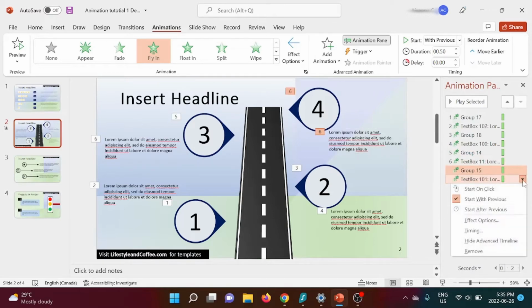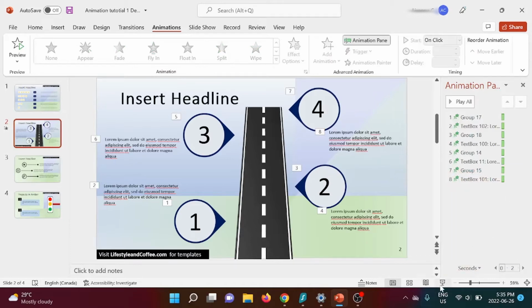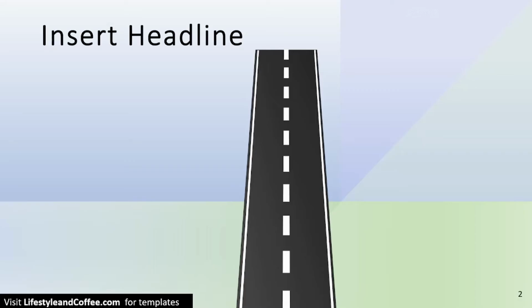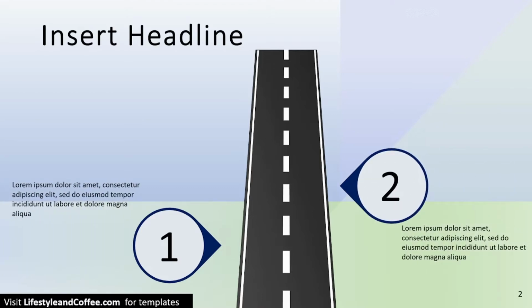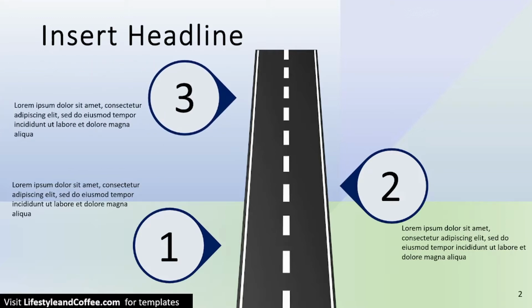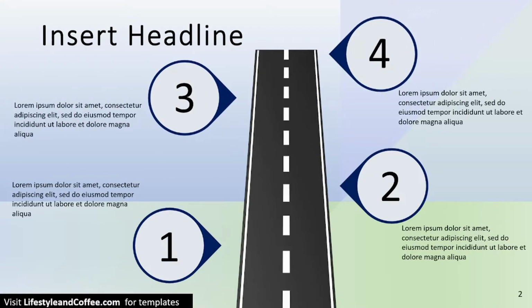Same thing, 2, control text, go here, start on click, 3, control text, go here, start on click, 4, control text, start on click. Now let's check it again. So right click, 1, right click, text, right click, 2, right click, text, right click, 3, right click, text, right click, 4, right click, text.